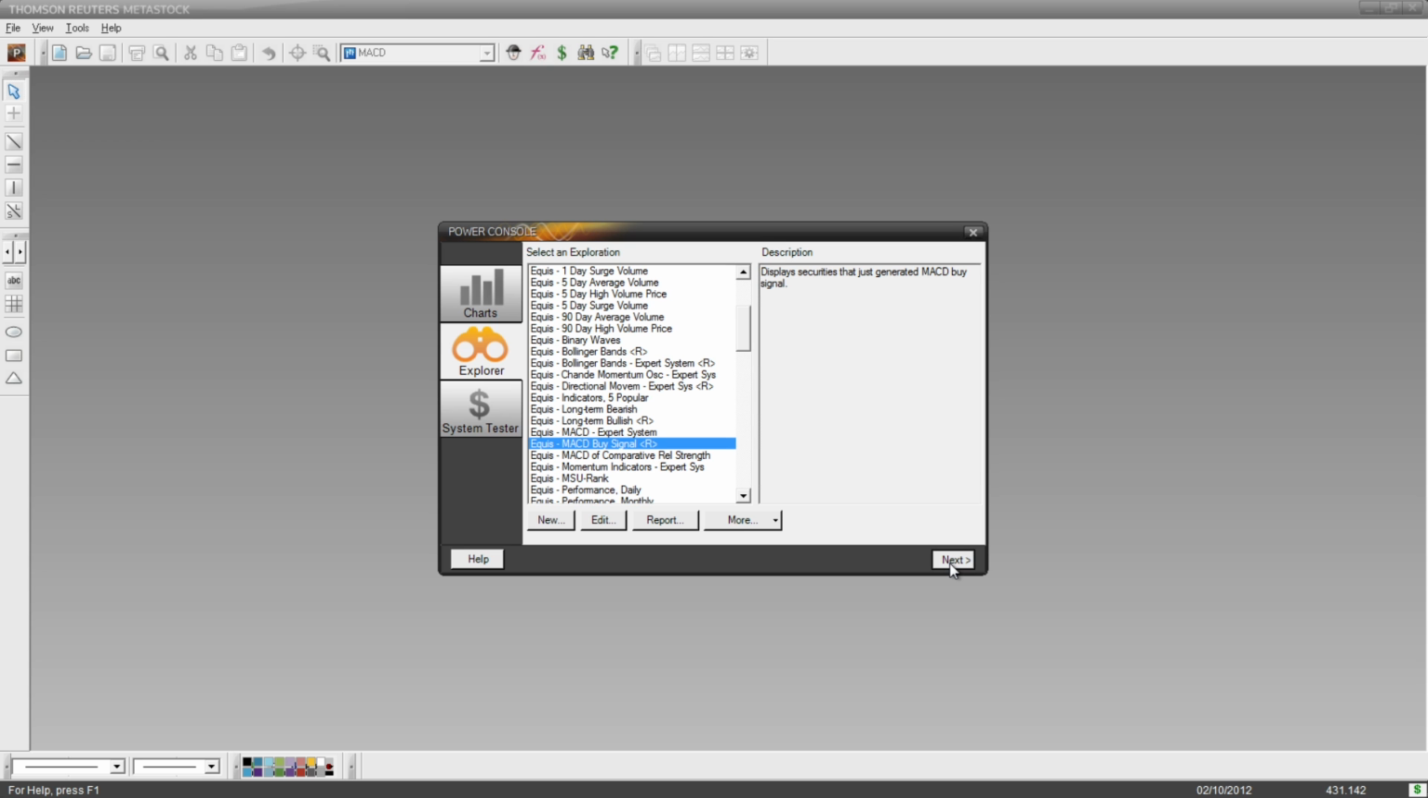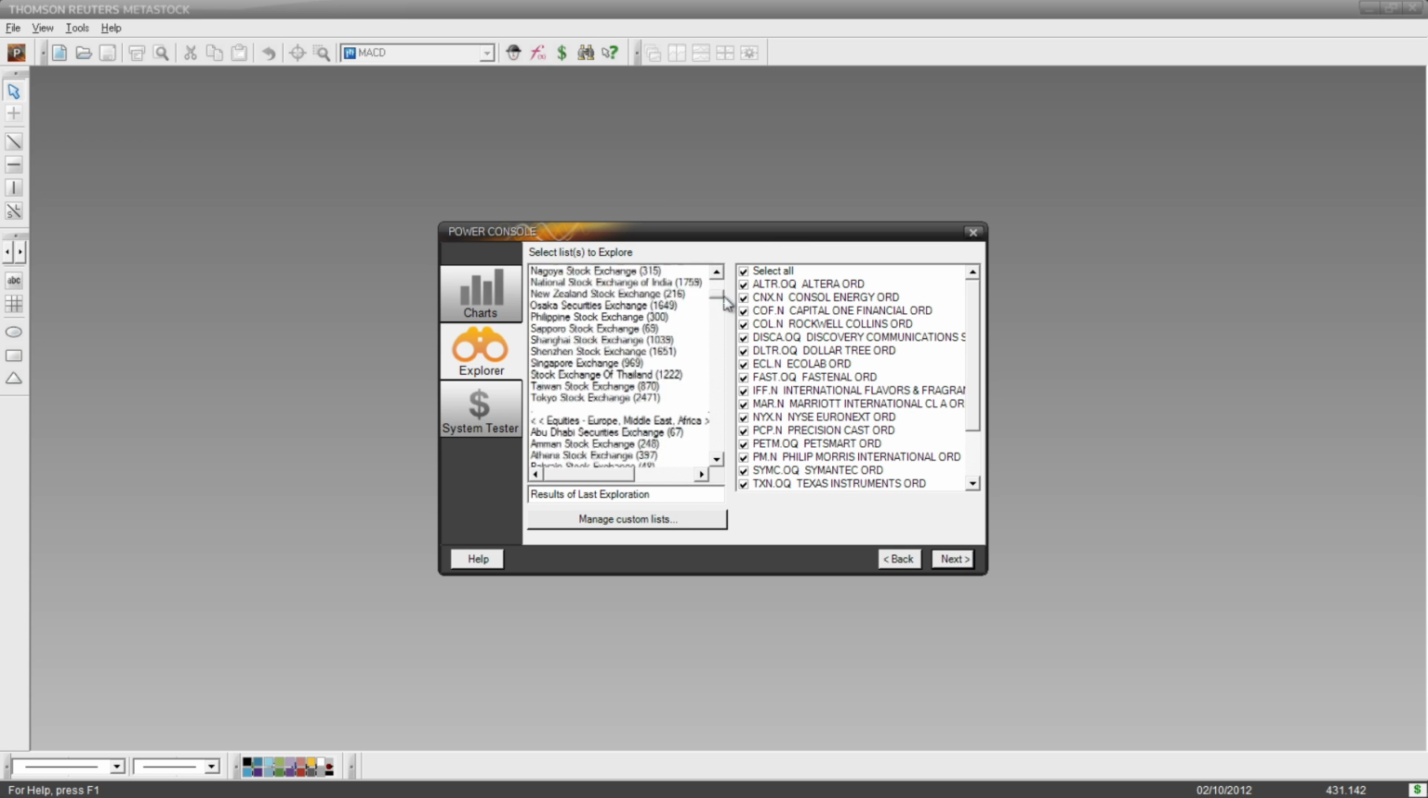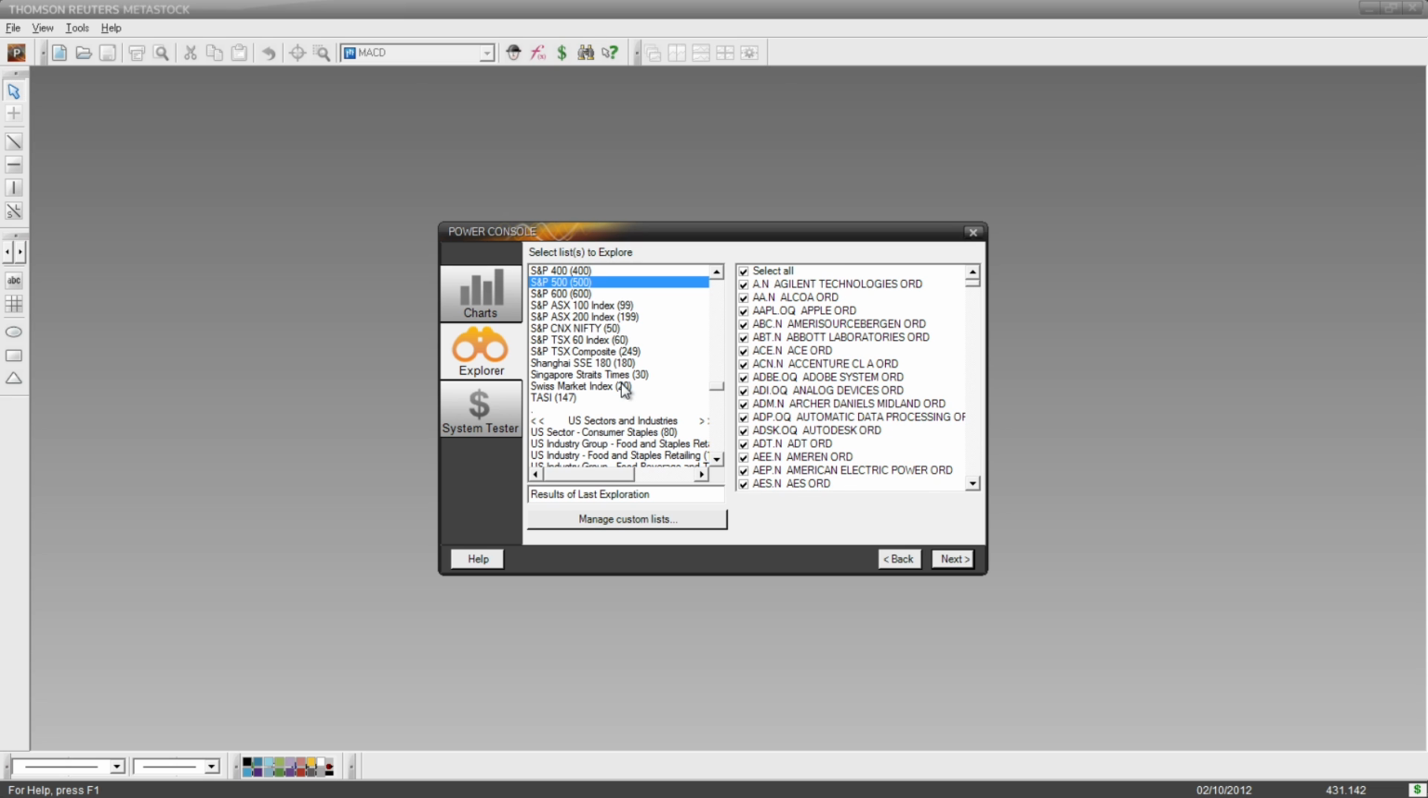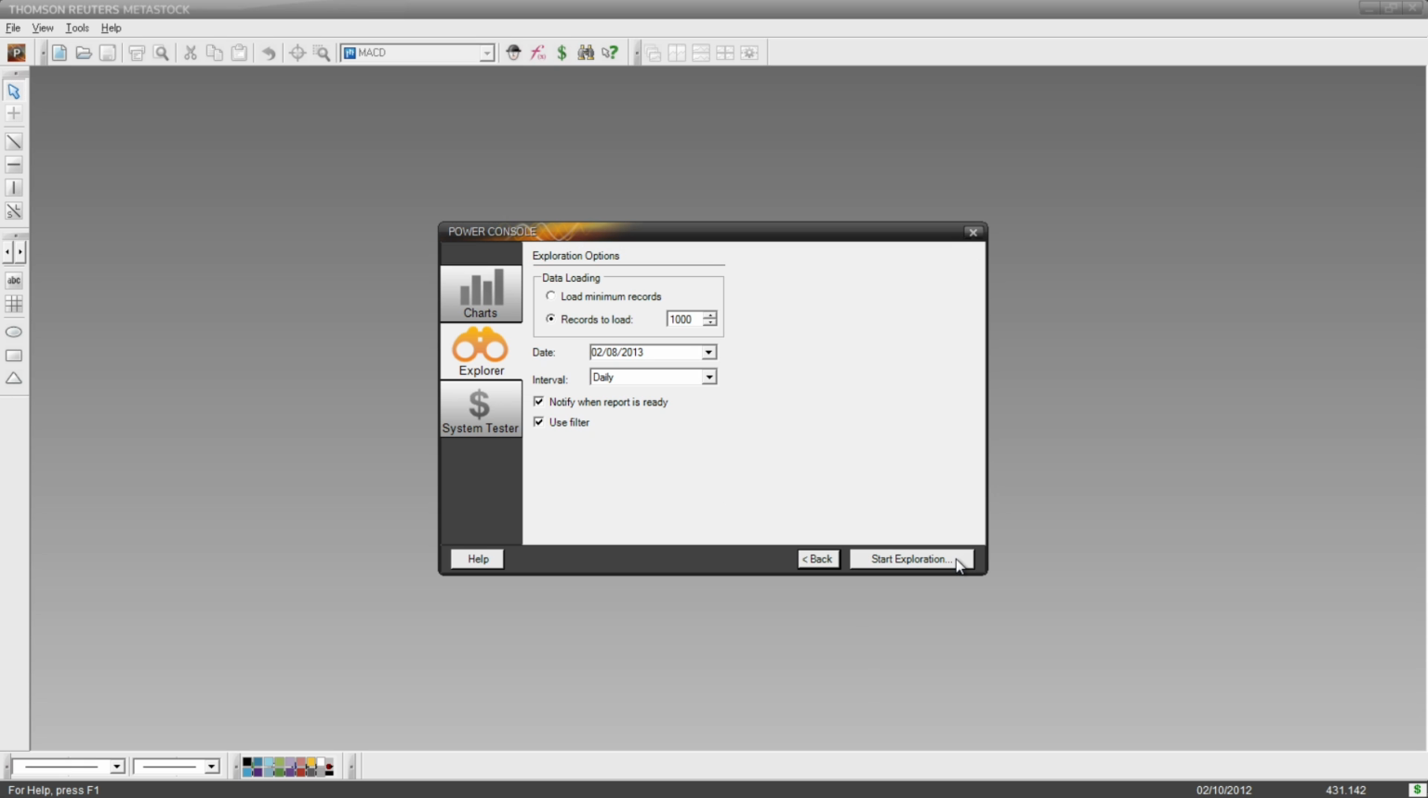So I'm going to choose the MACD. Then I'm going to go through my list of instruments here, and I'd like to scan through the S&P 500. So it's going to take the MACD, look through the S&P 500 for me, and then identify which of those stocks are actually giving a trading opportunity today based off of that MACD signal. Let's go ahead and choose next.